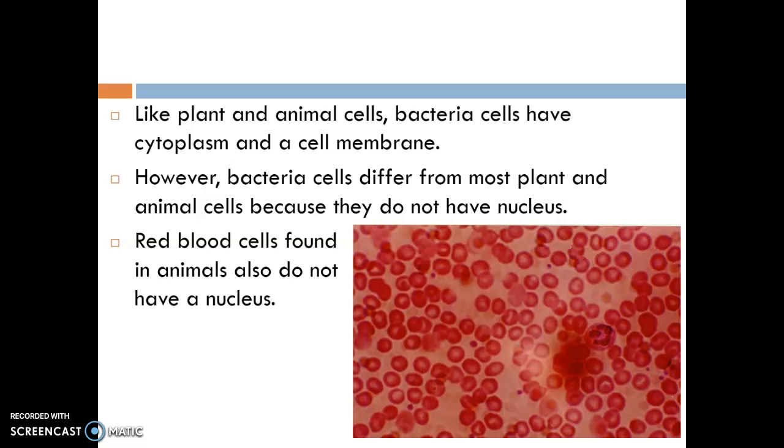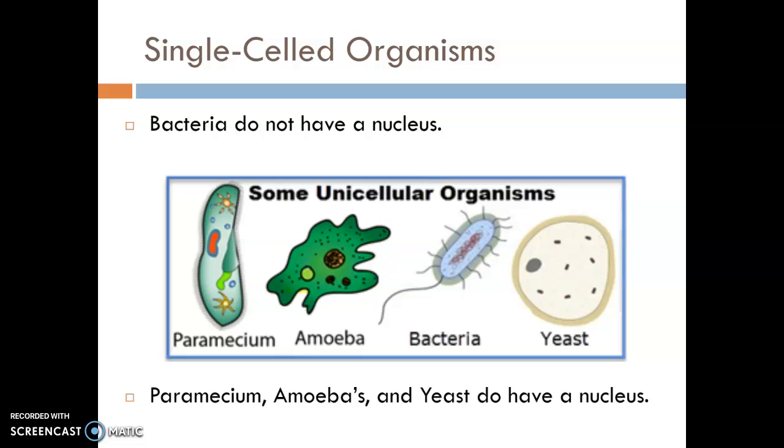Like plant and animal cells, bacterial cells have cytoplasm and a cell membrane. However, bacterial cells differ from most plant and animal cells because they do not have a nucleus, as I just previously stated. Red blood cells found in animal cells also do not have a nucleus. And these single cell organisms, I'm just piggybacking off myself at this point. Bacteria do not have a nucleus. Some unicellular organisms that we'll get more into when we talk about microorganisms are paramecium, amoebas, bacteria, and yeast. Paramecium, amoebas, and yeast do have a nucleus, while bacteria do not have a nucleus.